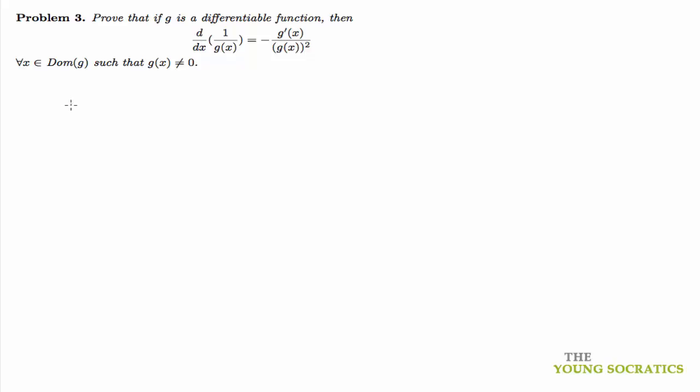So we are given a function g, and g is a differentiable function, and we have to derive that d by dx of 1 over g(x) is minus g prime of x upon g(x) whole square. Note that g prime of x is d by dx of g(x).